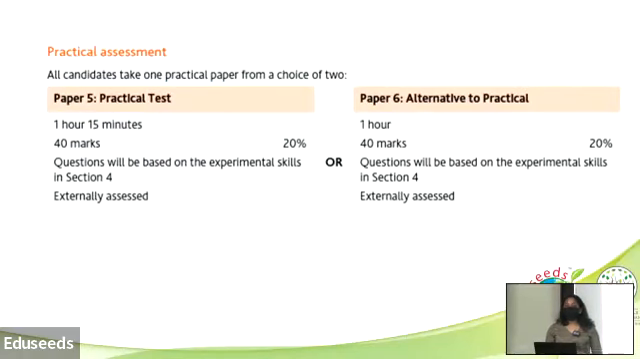For the practical assessment, you have a choice. Those taking core or extended can choose either paper 5 or paper 6. But mostly we will be doing paper 6, which is the alternative to the practical. You spend about 1 hour and get about 40 marks for this paper.